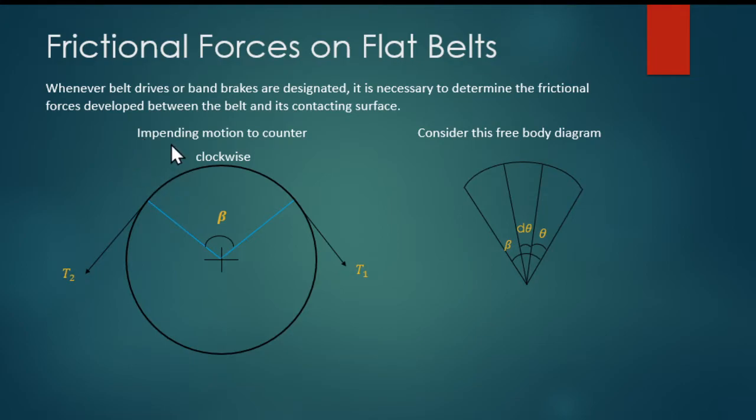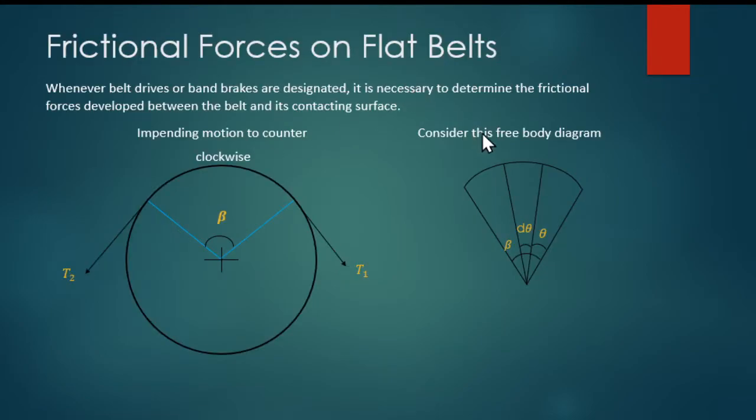So when we say impending motion, the meaning of impending is that if you add a very small amount of force, a differential force, it will create a motion which involves a movement of this belt.